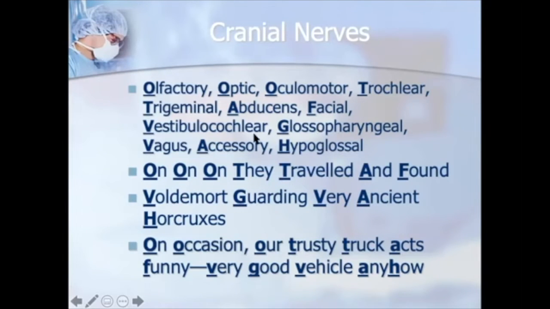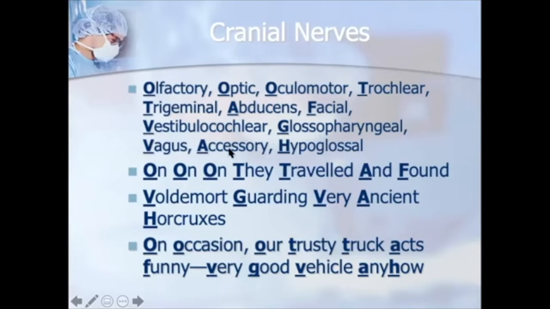Kind of giving you the in order as well. So we have the vestibulocochlear, which is involved with hearing and balance. Glossopharyngeal, which deals with the tongue and the pharynx. The vagus nerve is one we're going to talk about a little more extensively in just a moment. It's cranial nerve number 10.